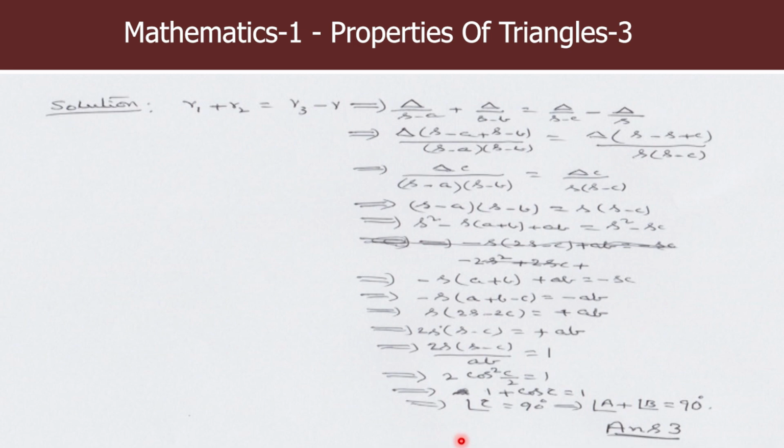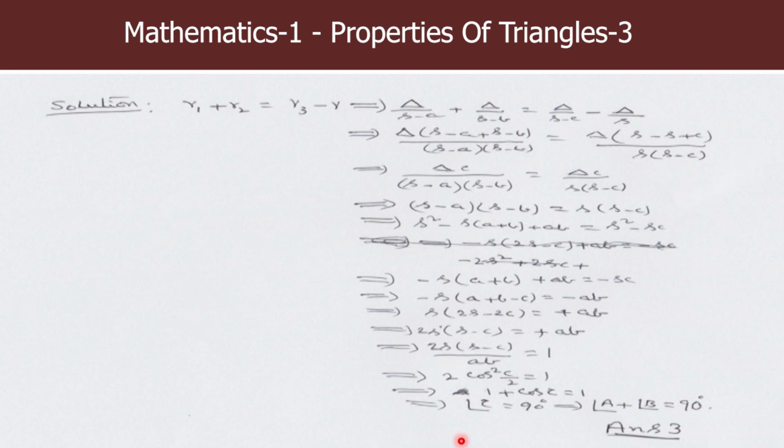So now if you simplify it, what you get is S square, S minus A into S minus B is equal to S into S minus C. So there is S square minus S into (A plus B) plus AB is equal to S square minus SC. So that means S square cancels. Minus S into (A plus B) plus AB is equal to minus SC.